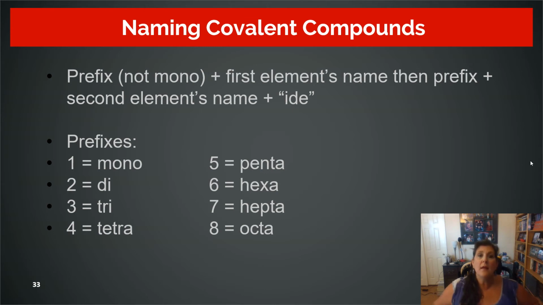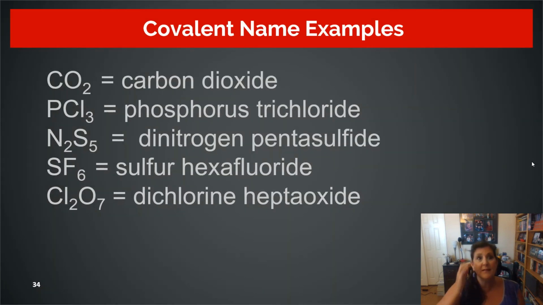Now, the only thing about the prefixes is if the first element only has one atom, we're not going to start the name with mono. You'll just go straight to the element's name. Like we've talked several times about CO2 being carbon dioxide. Okay, so here are some examples.